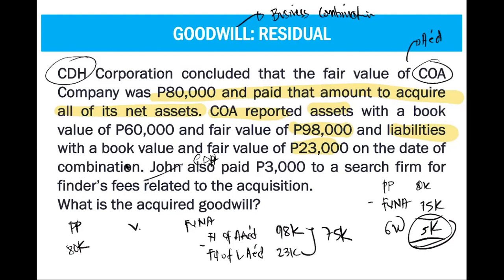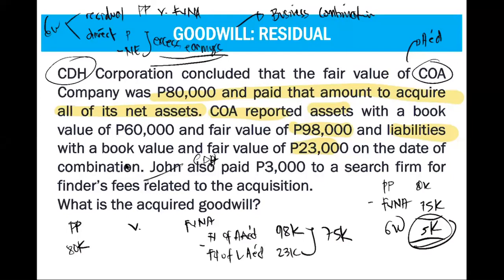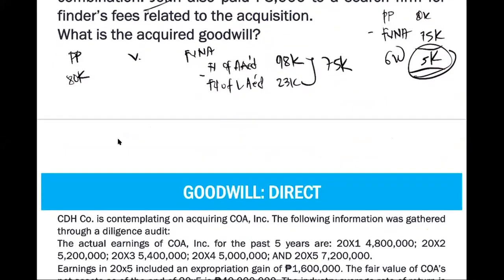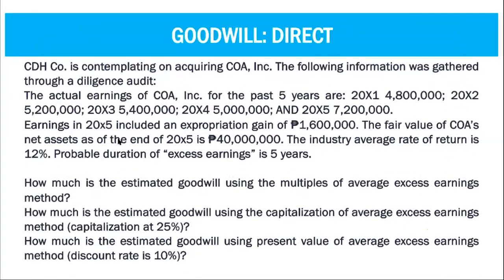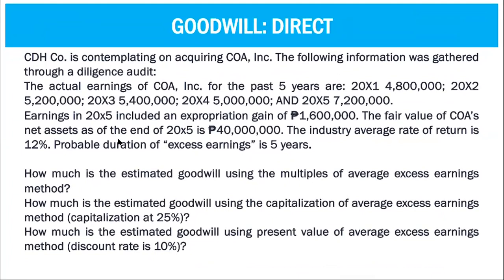So on this residual, again, goodwill is measured either residual or direct. In residual, just compare the purchase price versus the fair value of net assets acquired. For direct, we get the projected earnings less the normal earnings, and we have here your excess earnings. Okay? So this excess earnings can either be capitalized, we get the present value, or whatnot. Hence, we go to this particular example on your goodwill.